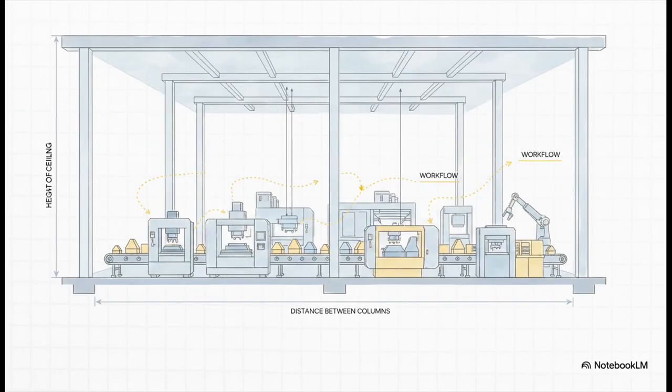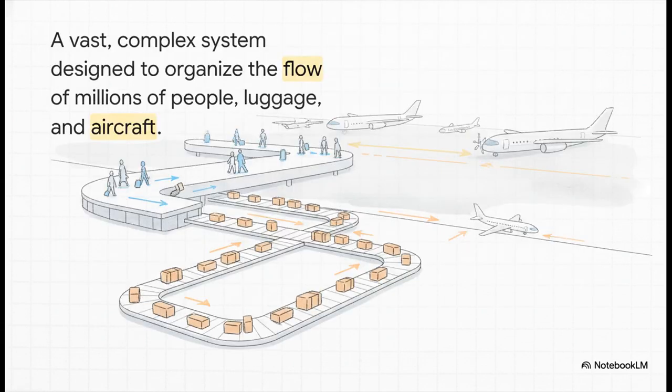And it's not all about entertainment either. Take a factory. The actual structure of the building, how far apart the columns are, how high the ceiling is, dictated by the data of the workflow and the exact dimensions of the heavy machinery inside. And then you have airports. Maybe the ultimate example. They're these vast, incredibly complex systems designed to organize the flow of millions of people, all their bags, and of course, giant airplanes. Every single detail is a data point in one of the most complex logistical puzzles on the planet.